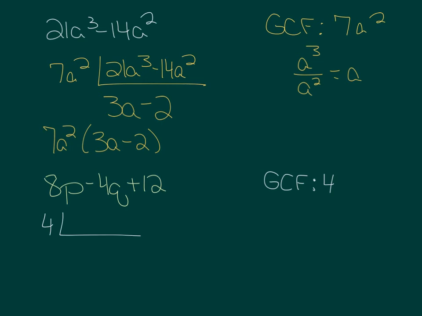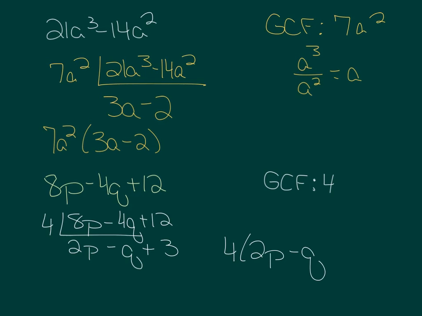So I'm going to divide the whole polynomial by 4. 4 goes into 8p, 2p times. 4 goes into minus 4q, minus q times. Those 4s would cancel, and you'd be left with q. And then 4 goes into 12 3 times. So I end up with 4 times 2p minus q plus 3.